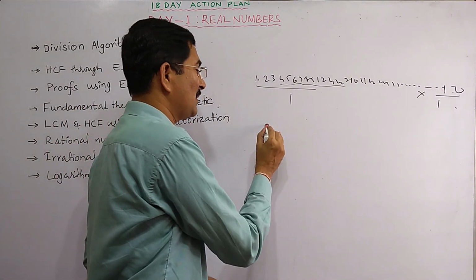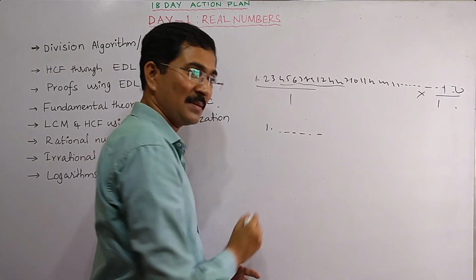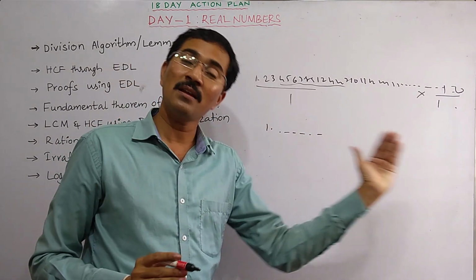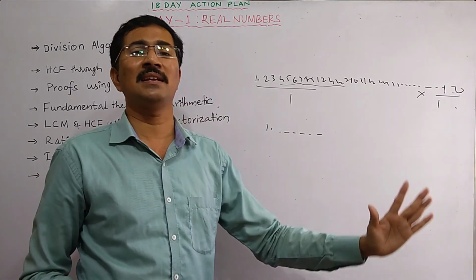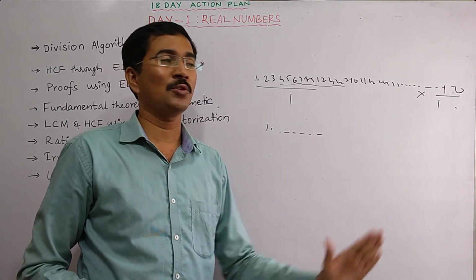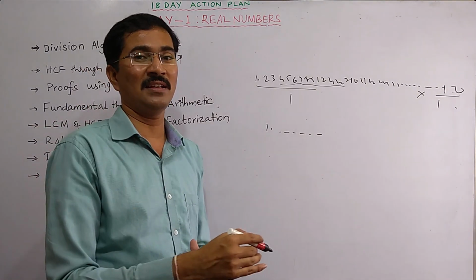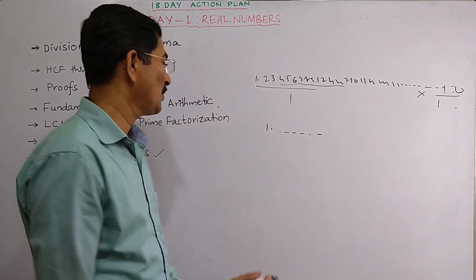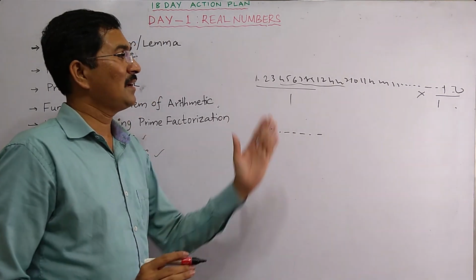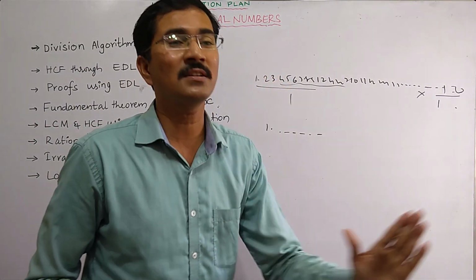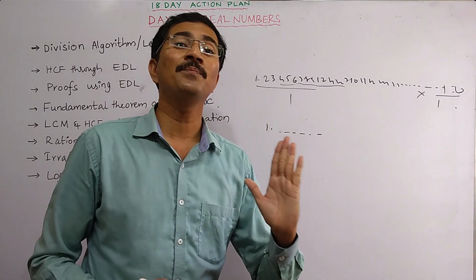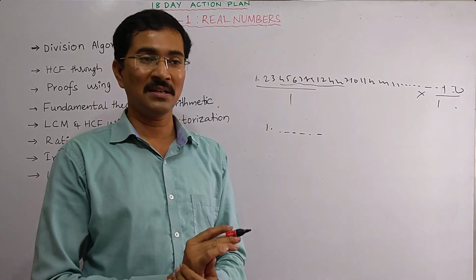So numbers whose decimals are non-terminating and non-repeating cannot be written in p by q form. Hence they are called irrational numbers. Not rational. Irrational means not rational. So what are irrational numbers? Numbers which do not terminate and also do not repeat are called irrational numbers.